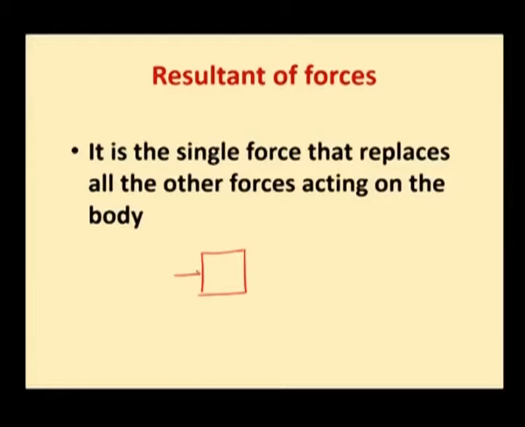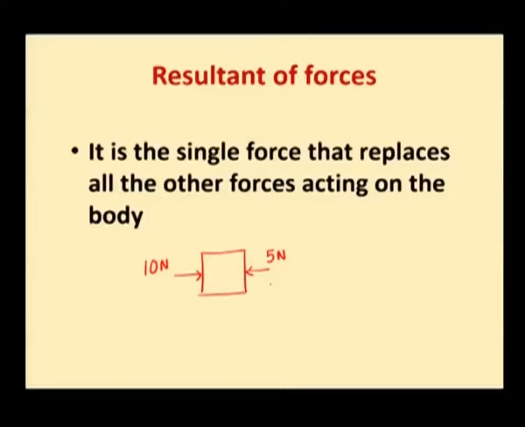Suppose you have a rectangular object. This rectangular object is acted upon by two forces. 10 Newton force pushes the object towards right and 5 Newton force acts in the other direction and it pushes the object towards left. These two forces can be replaced by a single force known as resultant. That resultant should produce the same effect as that of the two forces which are acting on this object. Hence, the resultant would be like this. Resultant of these two forces will be 5 Newton force which will be pushing the object towards left.